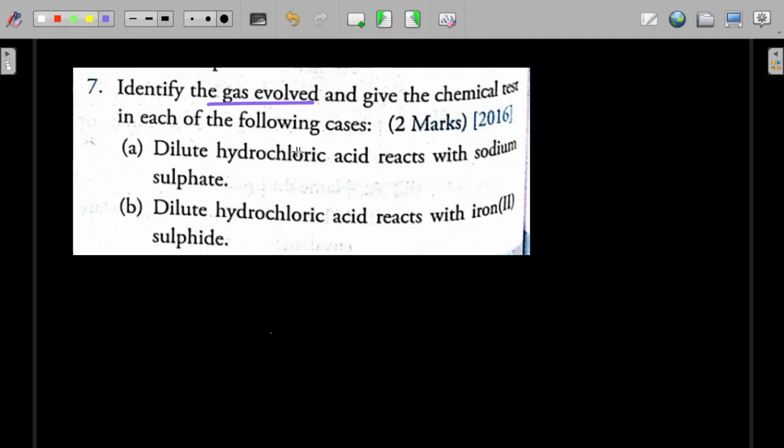Identify the gas evolved. HCl, sodium sulfite, it should be sulfite, so you will get SO2 here. HCl with iron sulfide, you will get H2S. Write the name as well as the formula in bracket.